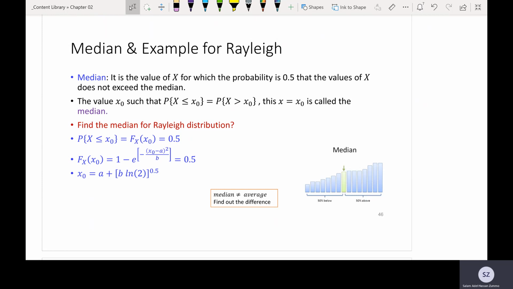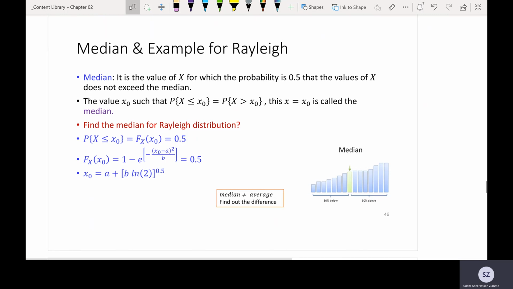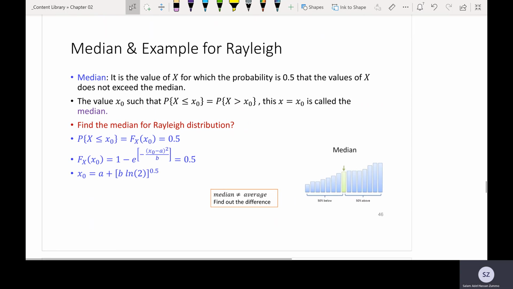But the uniform, the middle is equally likely. Anyway, the median is the value of x at which the probability is 0.5 that the value of x does not exceed the median. So basically the value x0 such that the probability of x less than x0 equals the probability that x is larger than x0. In this case, x0 is the median. It's equally likely that x is larger and smaller than x0.